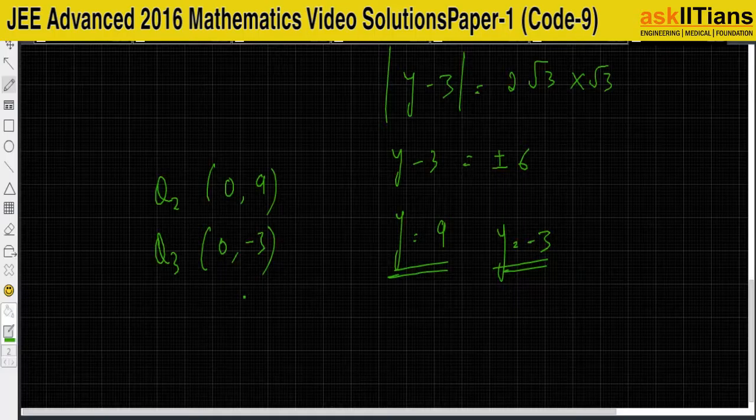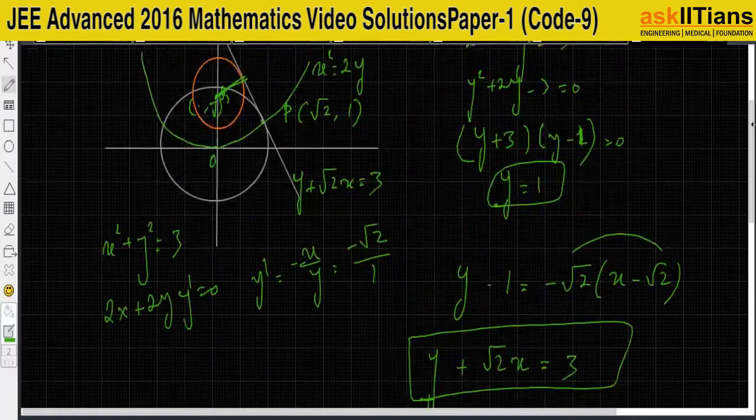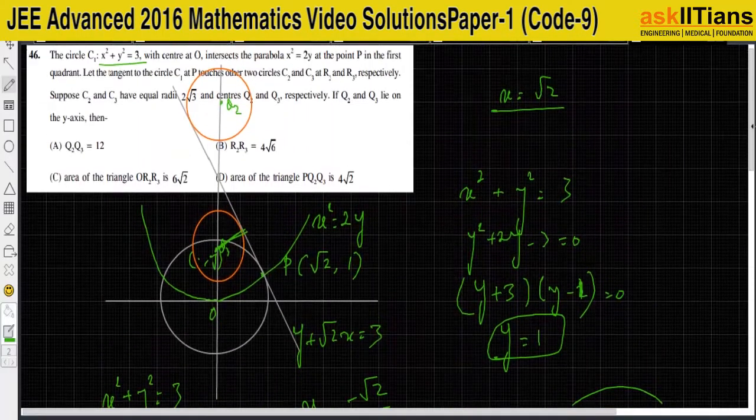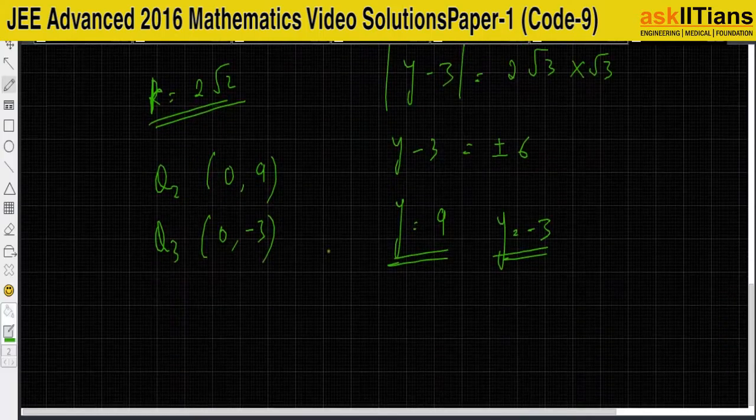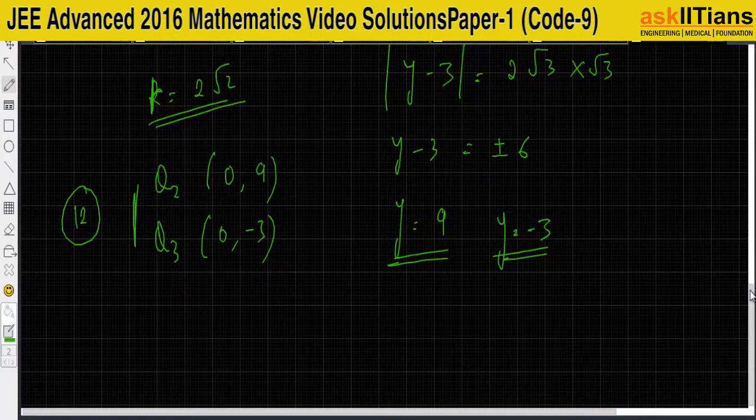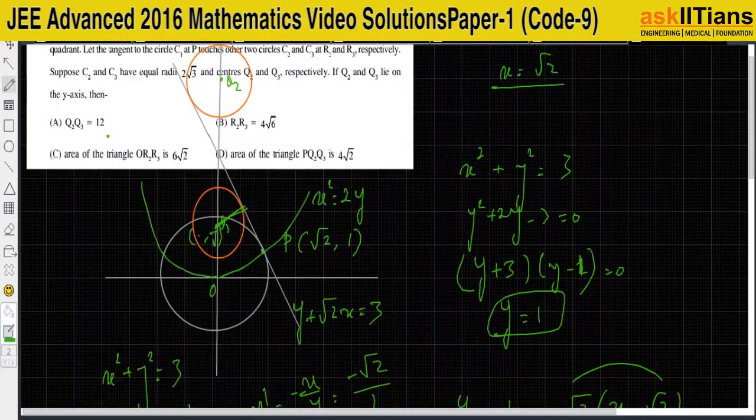These two are the points, and the radii are already given, that's 2 root 3, the radius of both the circles. Small r, we can use small r. Now what do we need to find out? We need to find out Q2 Q3. What will be this distance Q2 Q3? It will be of course 12. So that's the correct option. Q2 Q3 is correct.